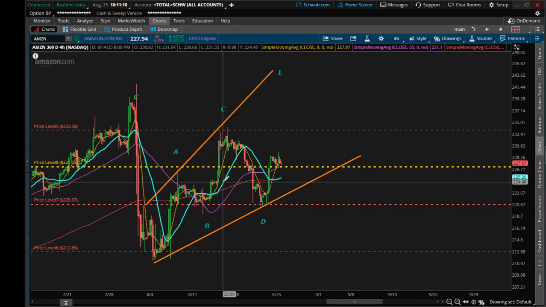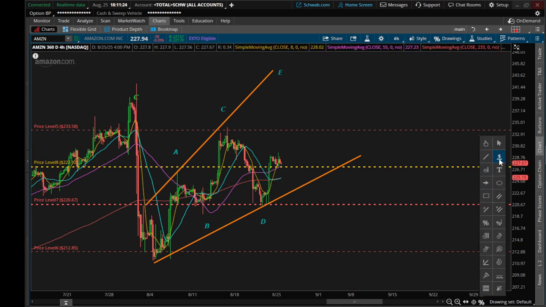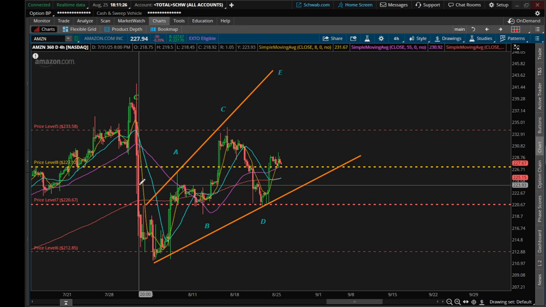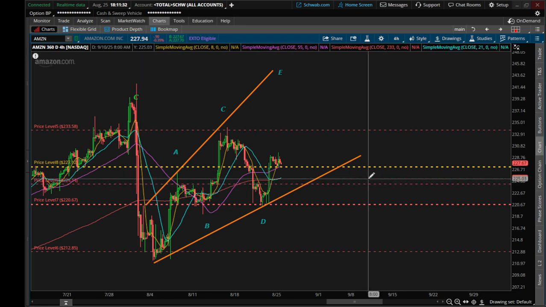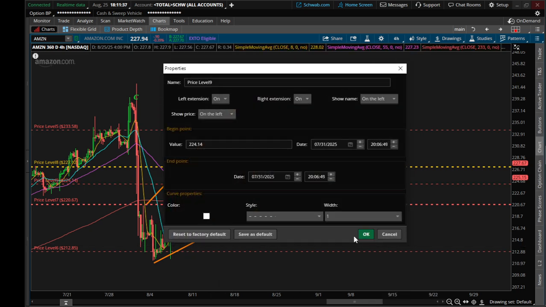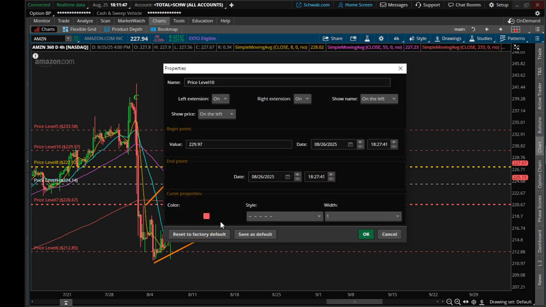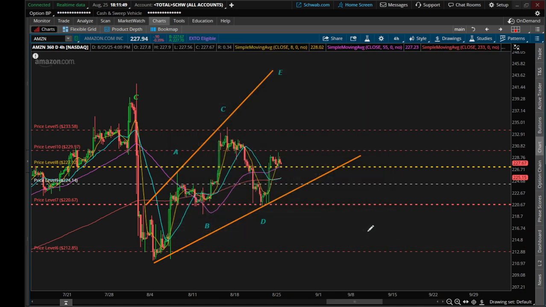Just trying to see if there's another supply zone here. There might be one right here. Now once we get to the smaller time frames, I'm going to put these all in white. And there's one, and then this one will be resistance, looks like tomorrow at 229.90. Okay, we've got some moving averages for our pullback.